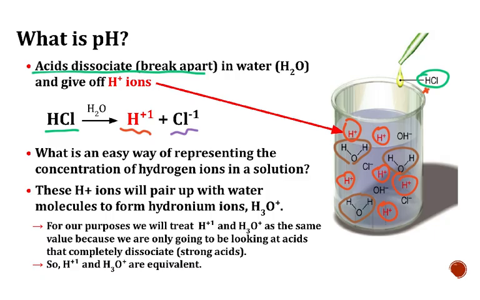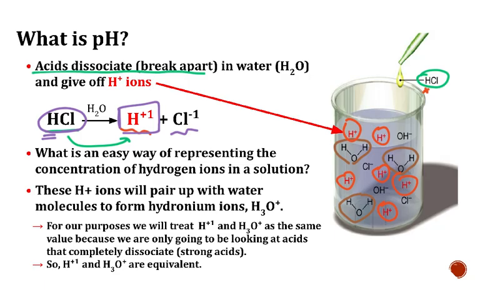So what's an easy way of representing the concentration of hydrogen ions in a solution? Well, if I have HCl, then that means I'm going to have however many hydrogen ions that I had for that HCl. So whatever the concentration of our solution is going to equal the concentration of our hydrogen ions. So those concentrations are going to be equal.